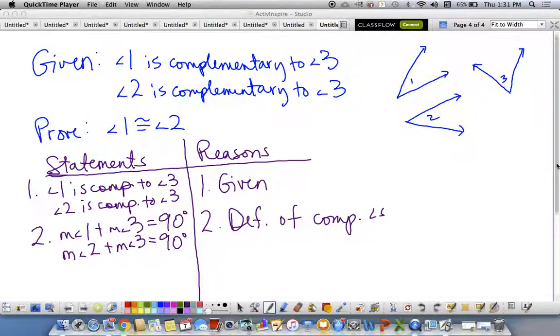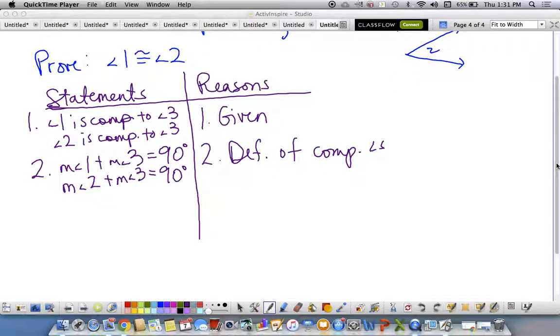I could say it's the definition of, I don't know, there's lots of definitions. Or properties, like the reflexive property. You don't have to write out what it is. You just tell me if it's got a name.